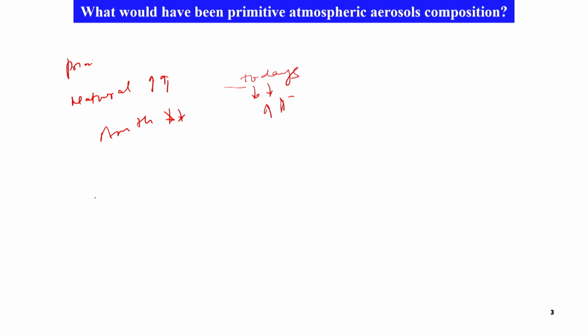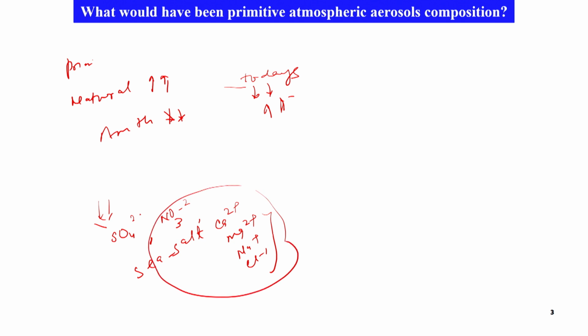So, if I go back to this logic and ask what the composition of the atmospheric aerosol would have been, of course nobody knows, because we do not have samples from that time, but we believe it must have been dominated by sulfate aerosols, for example, a little bit of nitrate because it is also coming, and then sea spray, sea salt. Calcium will be there, you can have magnesium, and you can have sodium and chloride. These are the things you would have from the primitive atmosphere, because the anthropogenic contributions were very small.